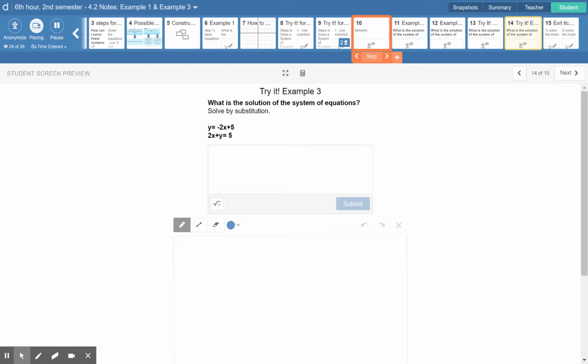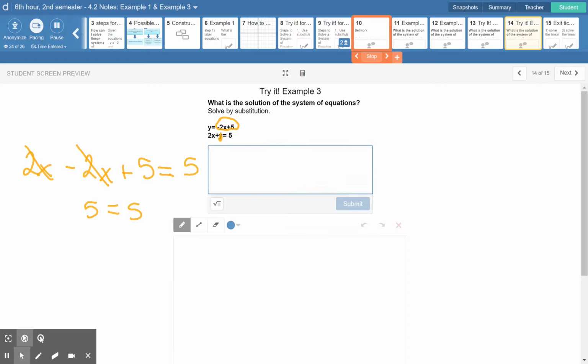All right, try it example number 3. In this, the y is isolated, so I can circle the -2x and I can put it into this y. So then I have 2x. Once again, there's no coefficient other than 1 in front of y, so I don't need to use parentheses. So 2x, take away 2x goes away. We're left with 5 equals 5, which is a true statement. So the answer is infinitely many solutions.